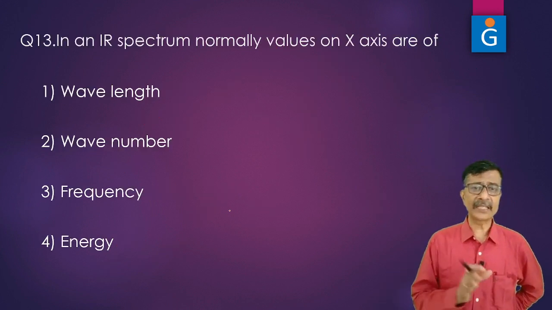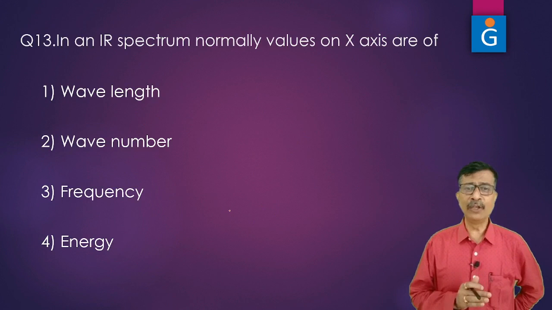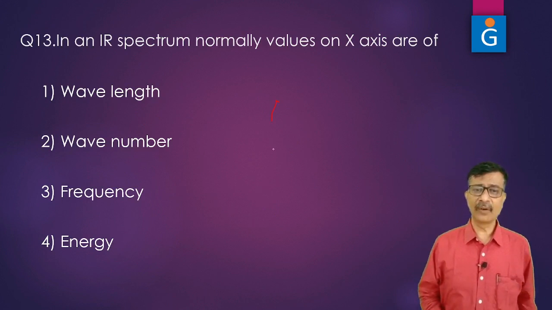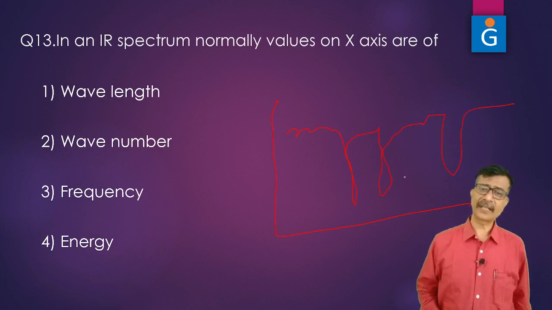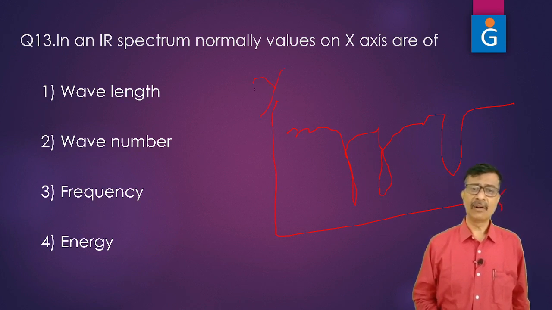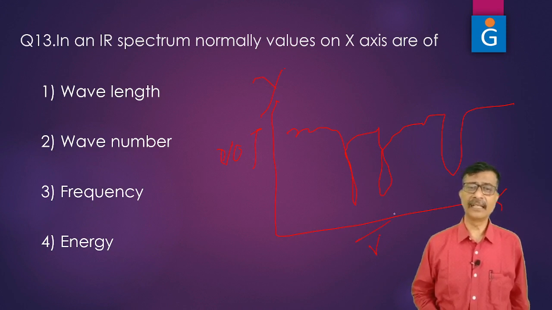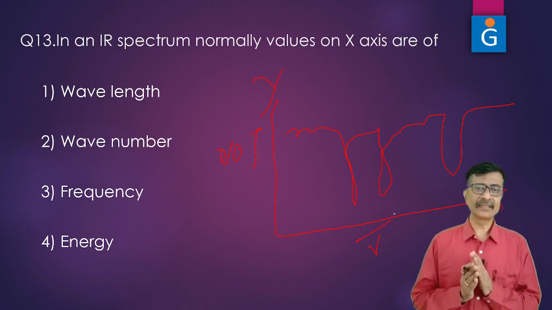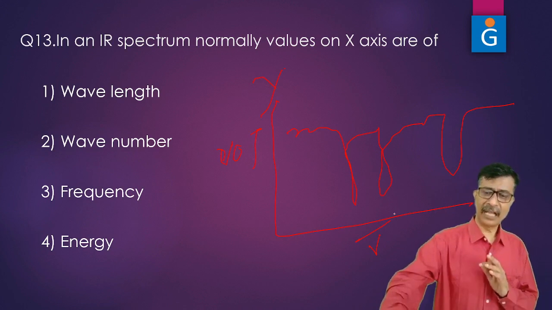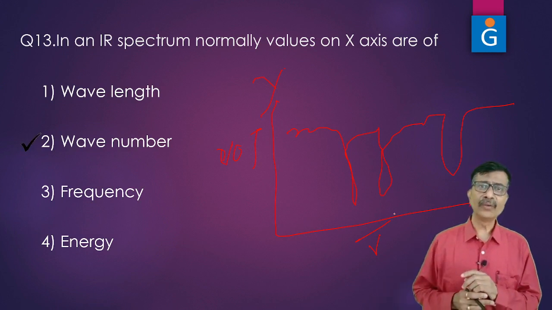Now in IR spectra, normally the values on the x-axis are... If you look at this, this is what an IR spectrum is. This is your x-axis, this is your y-axis. On the y-axis there is percent transmittance, and on the x-axis there is v bar, that is wave number. So normally on the x-axis of an IR spectrum, the values given are of wave number.